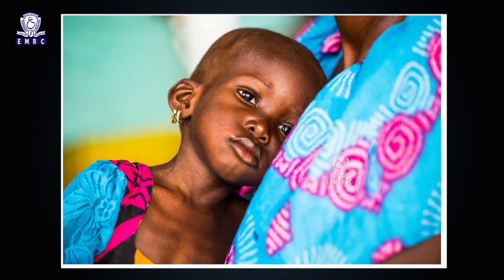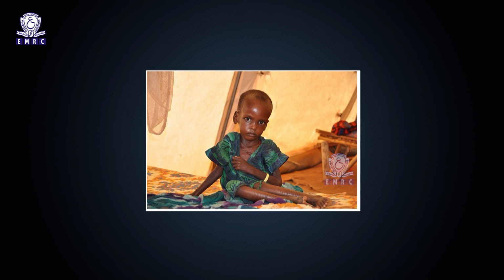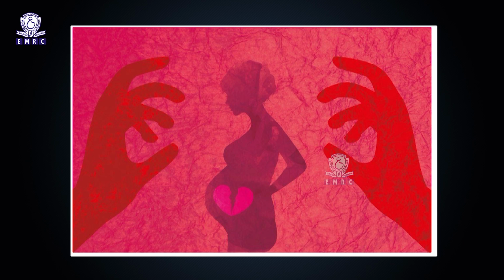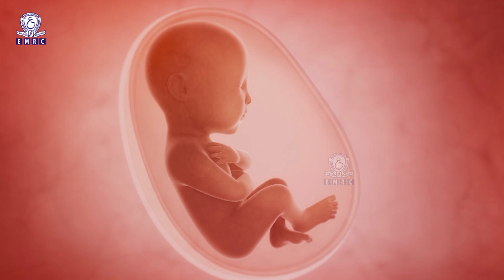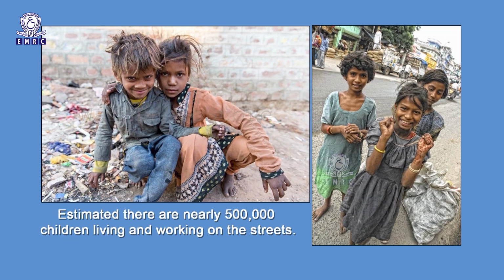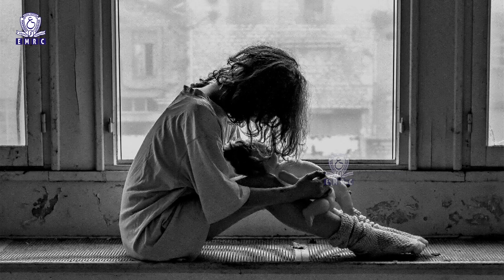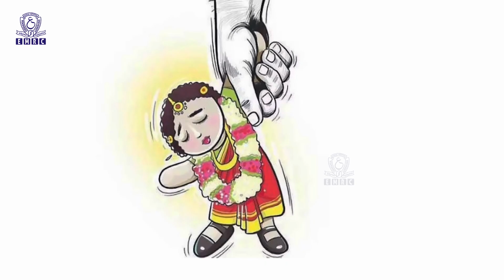To explain this anomaly, it has been suggested that daughters are more likely to be malnourished and to be provided with the fewer healthcare services. Female infanticide and foeticide is a growing problem in a society that values sons over daughters. It is estimated there are nearly 5 lakh children living and working on the streets. Child prostitution is widespread. Despite its illegality, child marriages are still arranged in many parts of India.